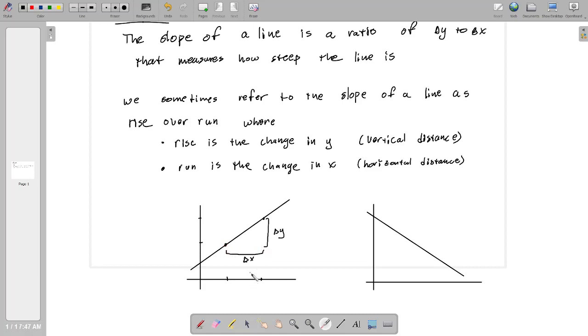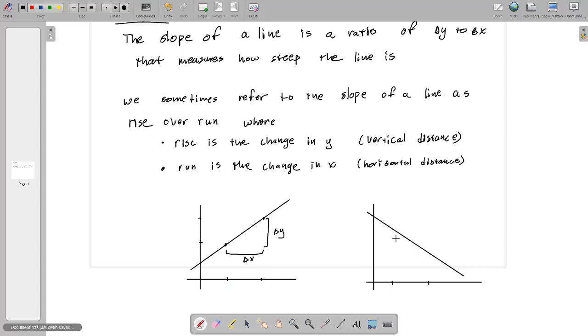Now here, we can see that our line is going up. So we can think about what that would mean in terms of a slope. If our line is going up as our x increases, remember to the right x is increasing, then we have a positive slope. And we'll see that in the calculations later.